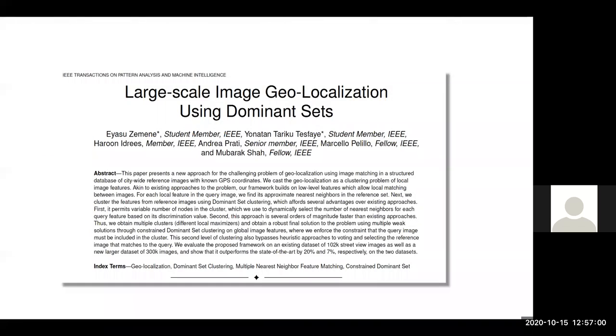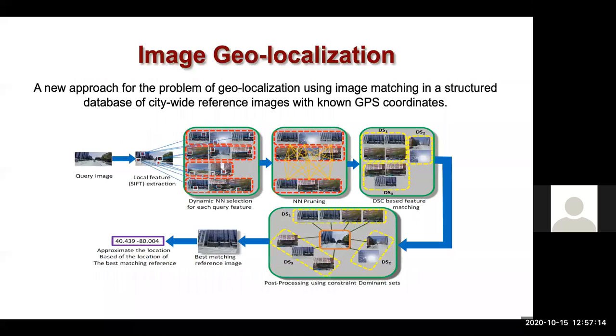Okay, I don't think I have time to talk about this other application, but give me 1 minute to just mention the problem. This is another paper that we published last year in PAMI. We use dominant sets for geolocalization. So the problem is, suppose you take a picture of a street or a building in your city, or you come to Venice, for example, you take a picture of some bridge, and then you have a data set of images with the corresponding GPS coordinates, and you want the system to tell you approximately the GPS coordinates where you are.